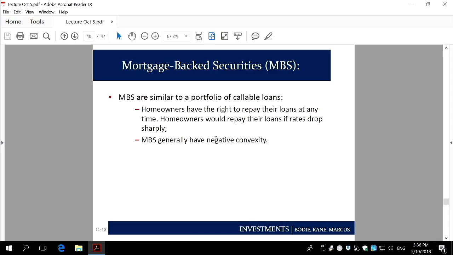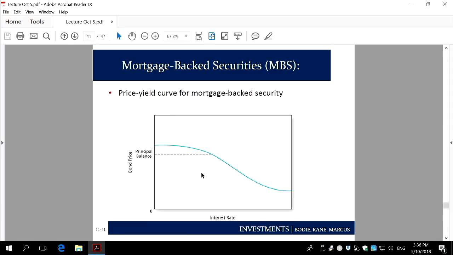So the borrower can pay back earlier than the maturity date. So it's very similar to a callable bond. The homeowner has the right to repay their loans at any time. And then the relation between the callable bond price, or the mortgage-backed security price, and the interest rate would be a curve like this. Because for a regular bond, you just have a negative curve like this, right?